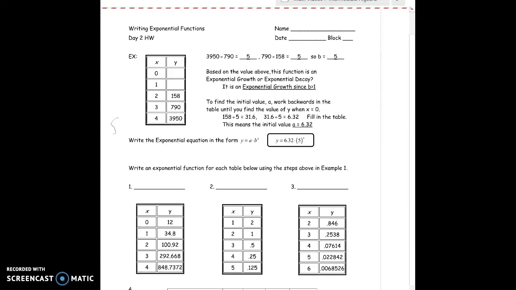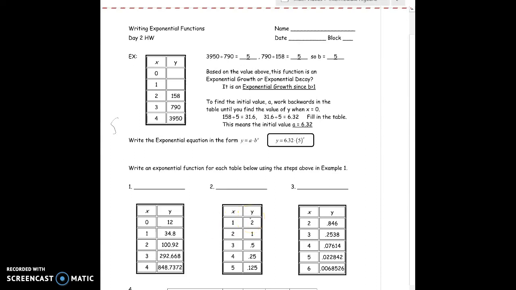All right, ladies and gentlemen, you've already seen what it's like to write an exponential function given a word problem. This is going to walk you through a little bit of how to find an exponential function given a table. Okay, so actually the problem that I'm going to go through here is going to be number 2.